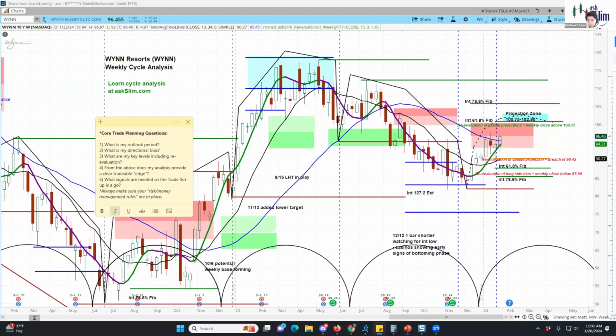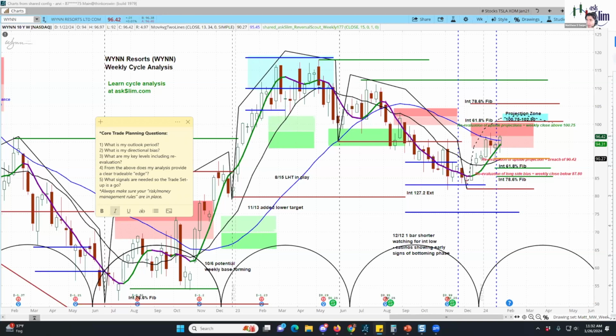And then we want to be able to produce key levels. Those would be both our projections as well as our reevaluations that let us know that the analysis we did is likely changing, and we need to reevaluate that potential position that we have on, whether that would be take it off or lessen it up. And then once you've gone through your analysis, you want to make sure that you actually have a tradable edge. And then from there, what are the signals that suggest that trade setup is a go? And obviously, you want to always make sure that your risk and money management rules are in place. Okay, so that's sort of the framework for it.